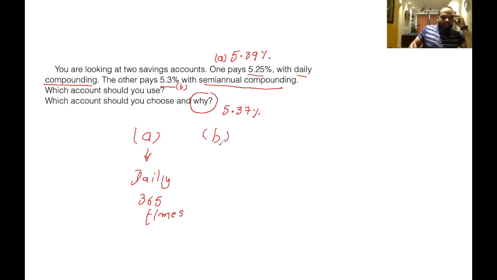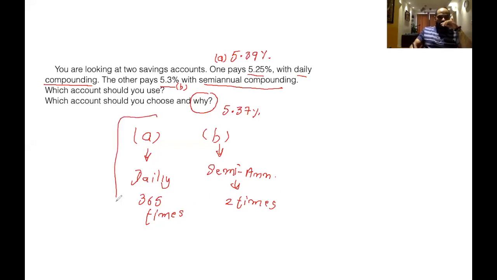Whereas B compounds semi-annually, all right? Which means it's going to compound 2 times. So for that reason, the answer is A, but of course you have to explain why.